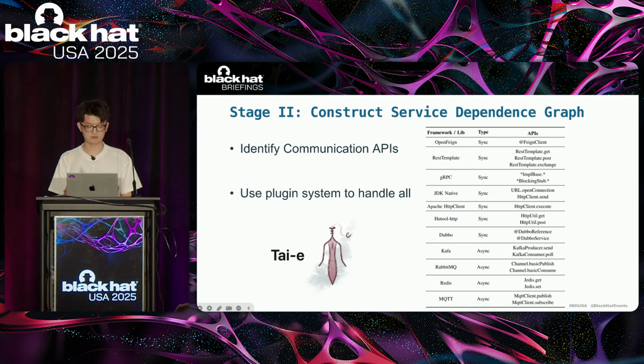Instead of tying ourselves to a single solution, we decided to use a plugin system. This way, whenever a new communication method comes up or an old one changes, we can just add and update the plugin, keeping our taint tracking accurate with minimal effort.